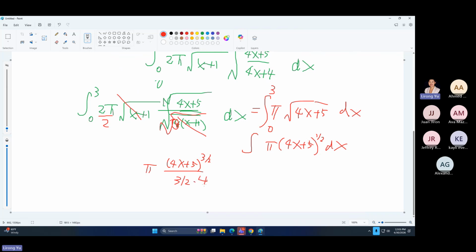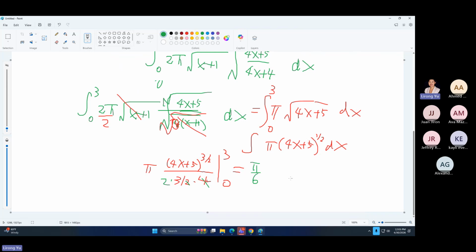There's a derivation of 4. That's the whole antiderivative. We're going to plug in the integration limits, 0 and 3. In the denominator, the 2 and 4 cancel. So it's 3/2 times 4 in the denominator, so the denominator is actually times 2. Or in another way, we say it's pi over 6.